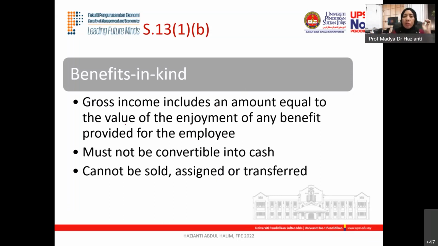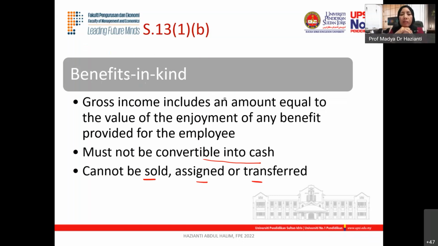Okay, amount equal to the value of employment of any benefit provided for the employee, but not convertible into cash. Cannot be sold, assigned or transferred. Yang section 13(1)A tadi memang semua monetary. So yang ni cannot, it's not convertible into cash. Okay, exemption. In some cases ada juga you will get medical and dental treatment. Childcare facilities, benefit used by employees solely in connection with the performance of his duty.